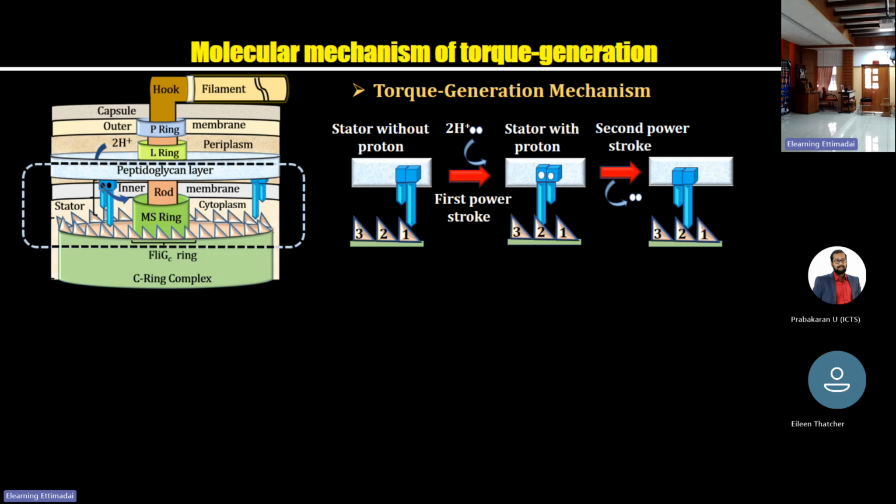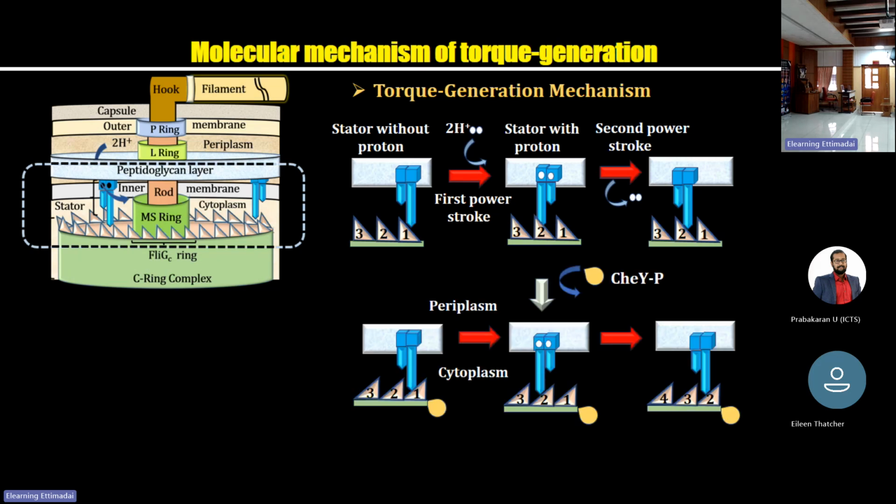This is called a power stroke. According to this normal concept, I am explaining a little bit what the torque generation mechanism is. The stator can stay in two conformational states: one is the stator without proton, and another is the stator with proton. Two protons can enter into one stator protein, and there are 8 to 12 non-rotating stators.